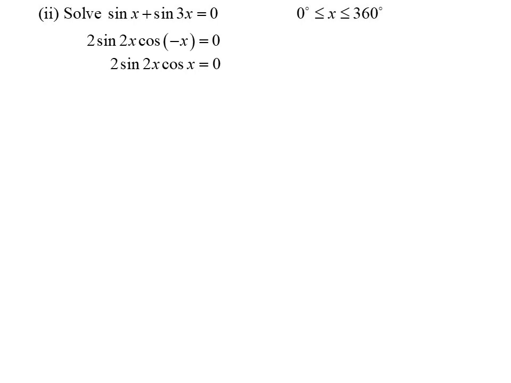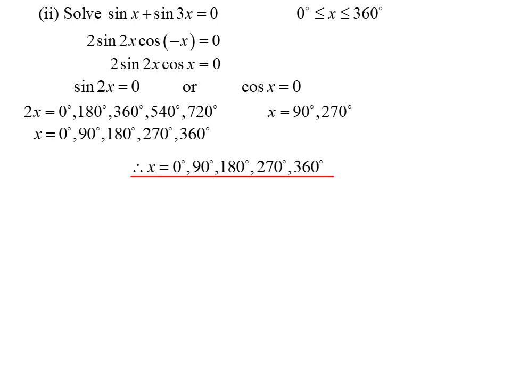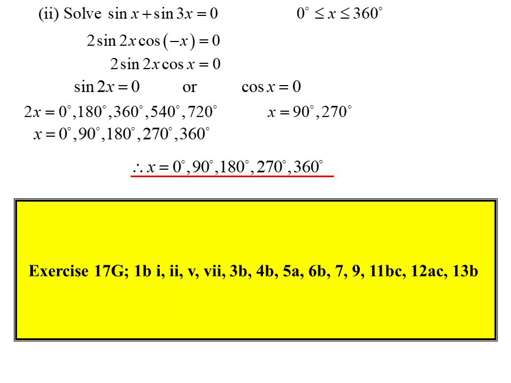It now means either the sine of 2x is equal to 0, or the cosine of x is equal to 0. Well, for 2x, I've got to go around twice. I'm talking about boundary values here, because it equals 0. So I get 0, 180, 360, 540, 720, and halve each of those. And then cosine equals 0, just 2 possibilities. And actually, I've already got those in the other one, so I haven't created anything new. Still needed to check though, just in case. So there's my final answer. Okay, 17G. Sums to products, products to sums.